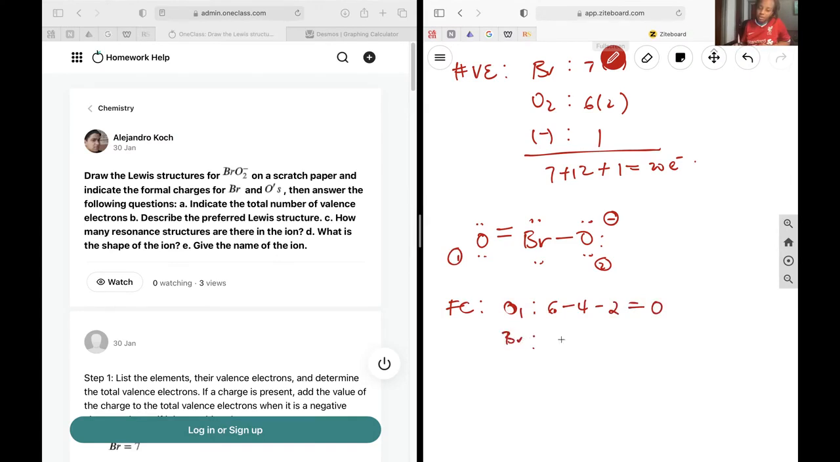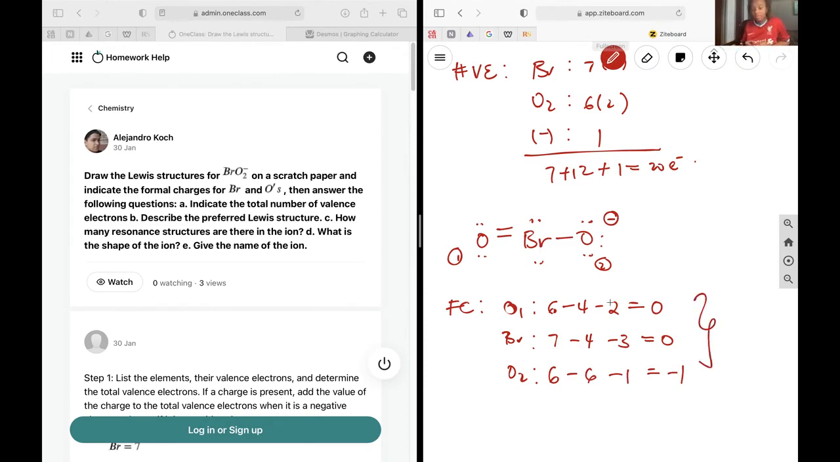On the bromine, I have 7 valence electrons minus the 4 in lone pairs minus the 3 in bonding pairs, giving me 0. So great, I've minimized the charge on 2 of them. And on oxygen 2, I have 6 valence electrons minus the 6 in lone pairs minus the 1 it has in this bonding pair. And that's going to give me -1. And so that is what I'm going to be left with.